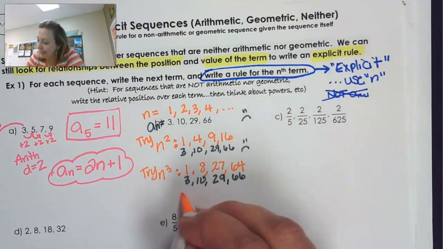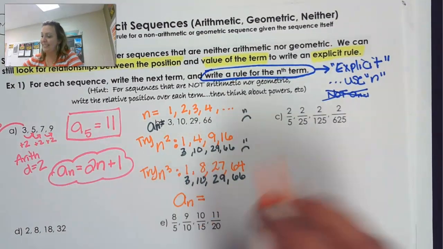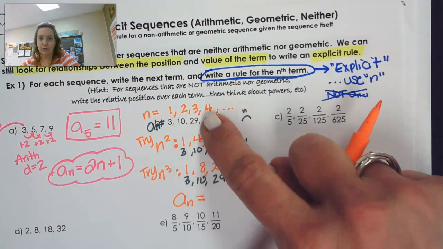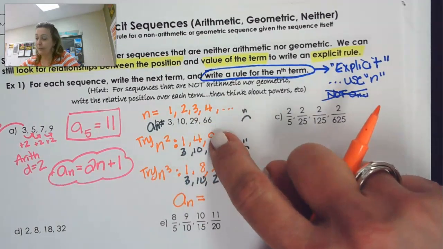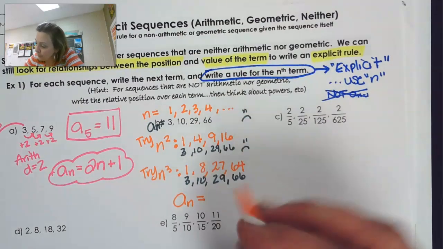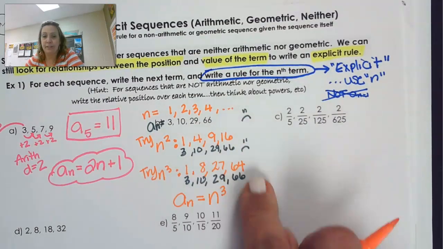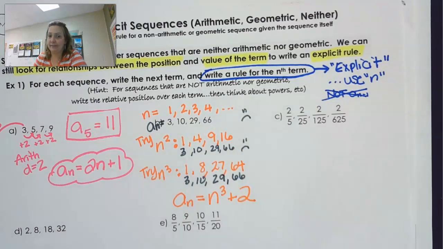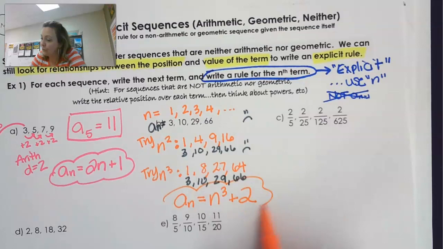So what that means is that for my rule, n on its own didn't work, n squared didn't work, but cubing n worked. So I'm going to take n cubed, and then I have to add 2 to it. And that's going to be my rule.